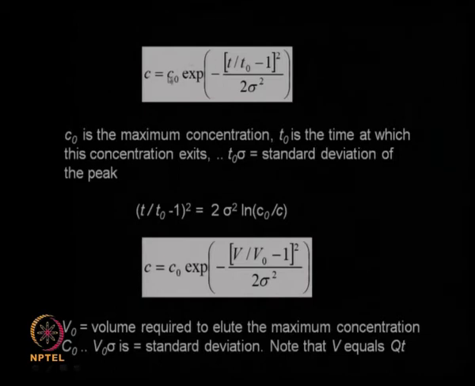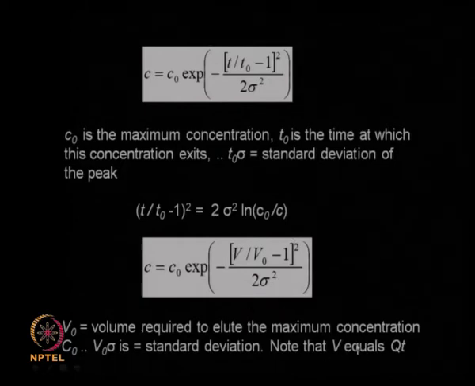So we can take the logarithm of this equation, and you will end up with (t/t0 − 1)² = 2σ² ln(c0/c). Just like retention time, we can also have an equation for volume V: c = c0 exp(−(V/V0 − 1)²/2σ²). V0 is the volume required to elute the maximum concentration, that is, at that particular volume you will get the peak max. And here σ will be your standard deviation.